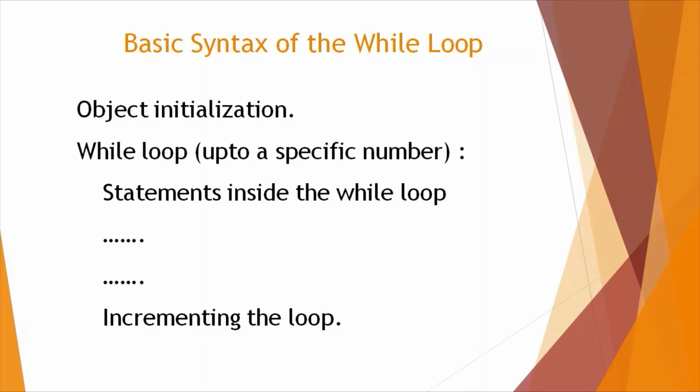So here is the basic syntax of the while loop. First of all, we have to do the object initialization. Then we will run the while loop up to a specified number, and there's a colon after it. The while loop will run no matter how many statements it has. The statements inside the while loop will be executed, and after that, we have to increment the loop.